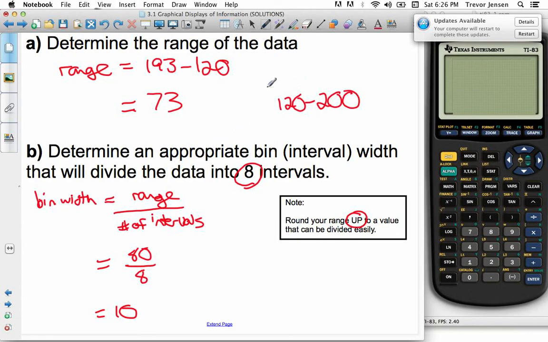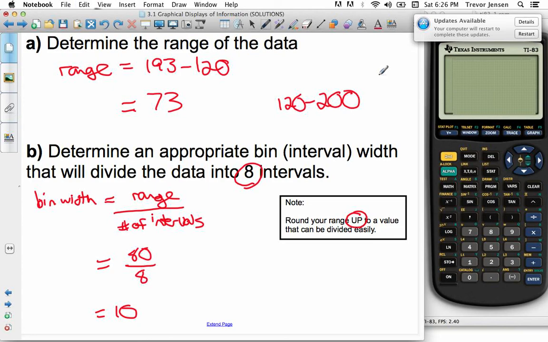Now, there's a little bit of a problem with this. You'll notice our range starts exactly where we need it to. It starts right at 120. But it finishes 7 higher than we need it to. So in our last interval, there's a lot of excess where I know there is no data. So my last interval is going to have a very small frequency because not lots of data is going to be there. So it's going to skew the graphical representation of our data.